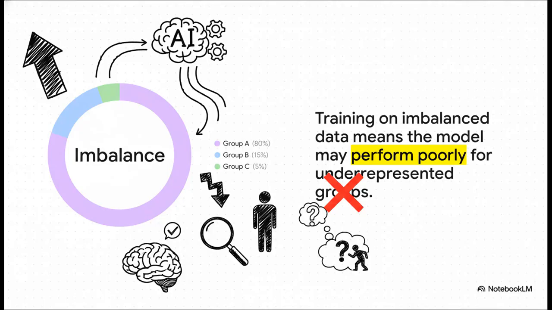And this right here, this is a perfect picture of the problem. If Group A makes up 80% of your data, the AI is going to become an absolute expert on them. But what about Group C with only 5%? The model barely has enough info to learn from, which almost guarantees it will perform poorly and make unfair decisions for that group. This is what data imbalance looks like in the real world.